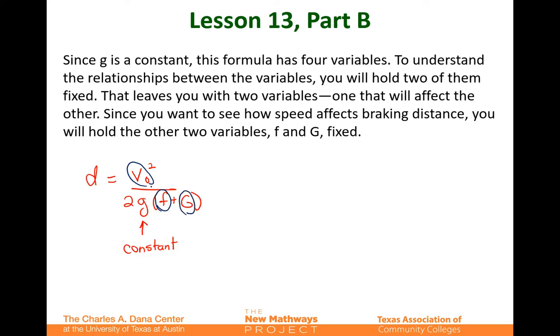These are what we might consider the independent variables, and then D, the stopping distance, is the fourth variable. The stopping distance depends on these other three. Now, if we know F and G, if we're on a certain road with certain conditions, then we can see that our stopping distance just depends on the square of the velocity.